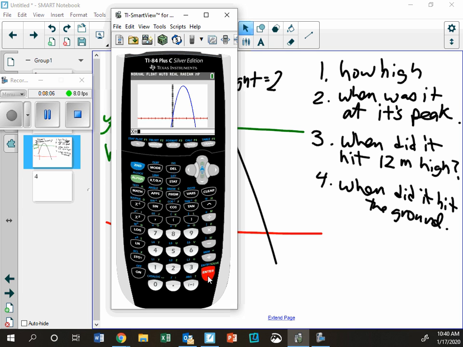Remember what x is? What is x? Time. Time is 1. And I hit enter, and it jumps right to that spot, 27.1. See how quick that was? All right. That's about every question I can think of that they could ask you on an ACT or on our final.